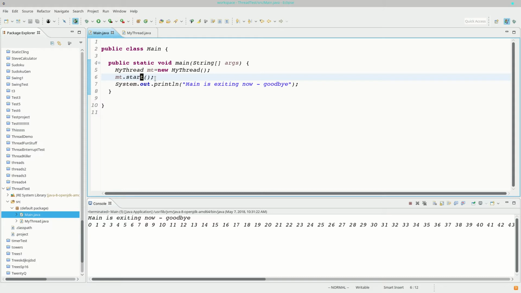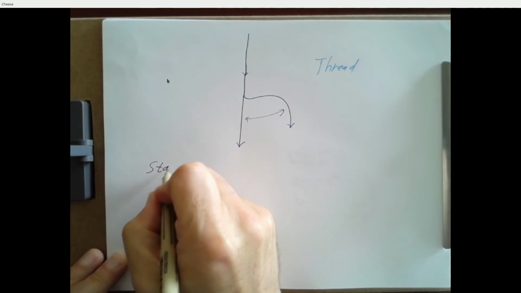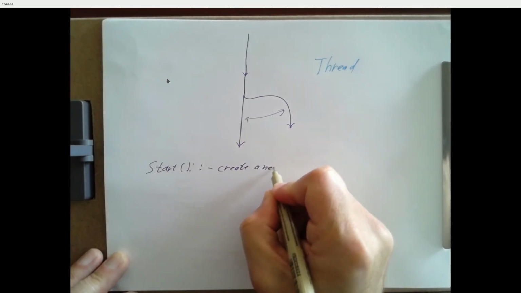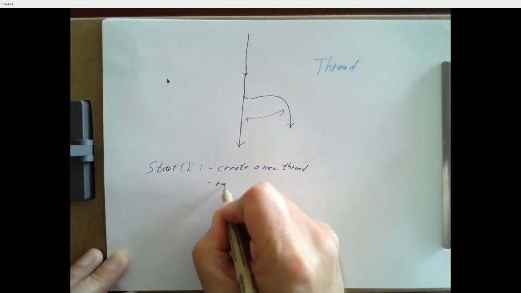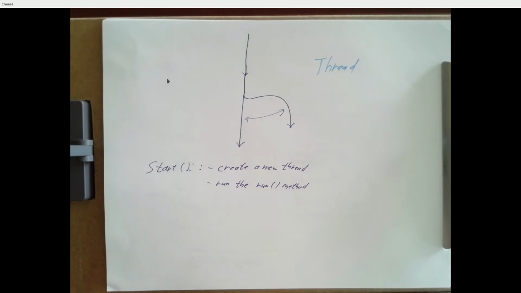So what's the start method doing? The start method is saying create a new thread. When you call start, it's kind of like saying fork. It's not fork, it's not cloning, but in the sense that when you say start, it's telling the JVM to create a new thread. And then it says go ahead and execute the run method in that thread. So start does two things.